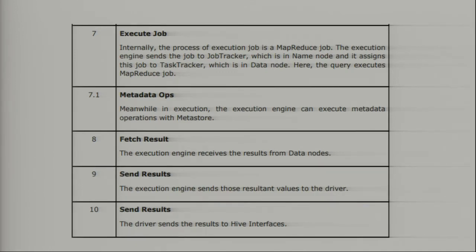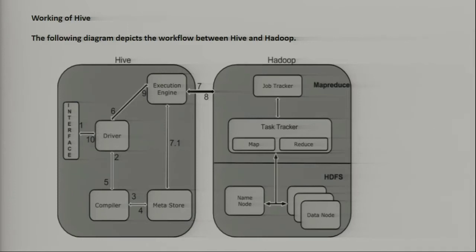These are the 3 steps which are to be taken care of once the computation or the processing is done by the MapReduce part or the Hadoop. So fetch result, send results, and the last is sending the result to the Hive interfaces. Now this is all about the working of Hive. With this we can make out an in-depth understanding of Hive and Hadoop, the MapReduce, how they associate with each other and get the job done.